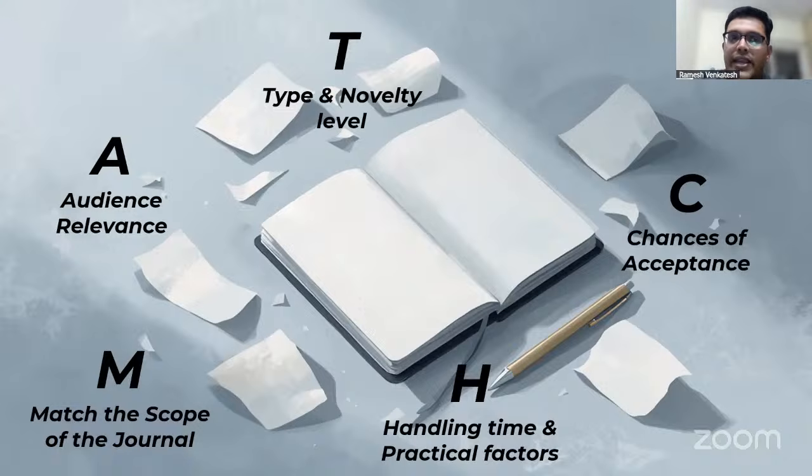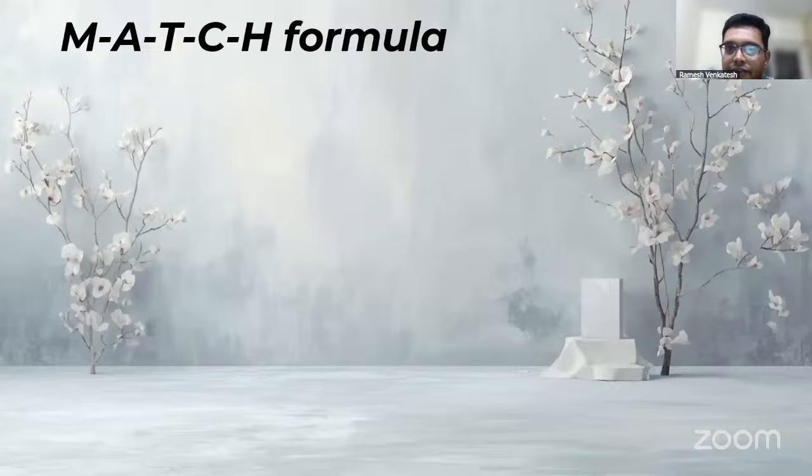And this is where I feel the MATCH formula is very, very important. The matching is for the scope of the journal, the audience relevance, the type and the novelty level of your manuscript. Then you are looking at the chances of acceptance and handling time and the practical factors.